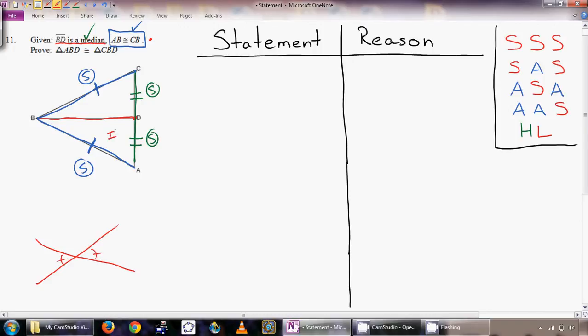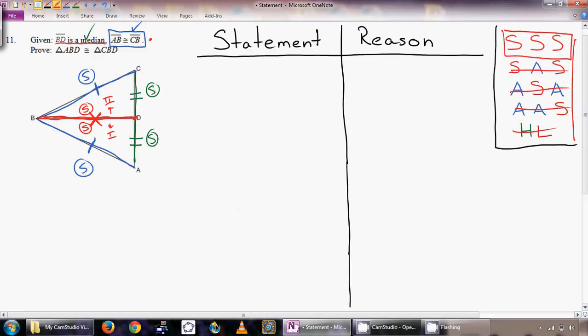Our 2 triangles are this top one and this bottom one, and this red side, BD, is in both my top and my bottom. So it is the third side of each triangle, and it's congruent to itself. So that's my third side. If I look at my little cheat sheet over here, I'm going to cross out all the ones I'm not going to use. I am going to use the side, side, side postulate. So now we just got to write it up.